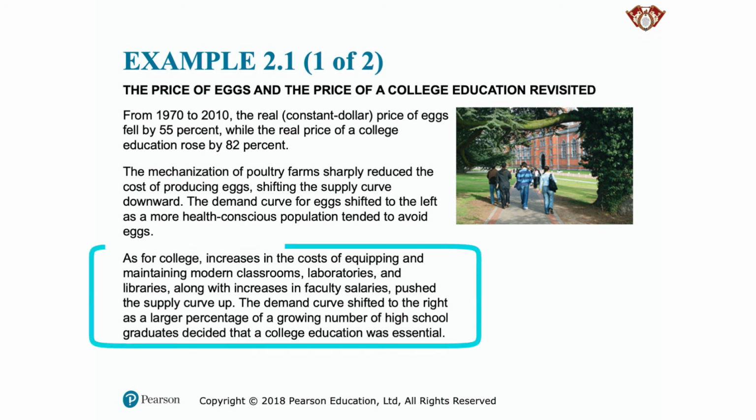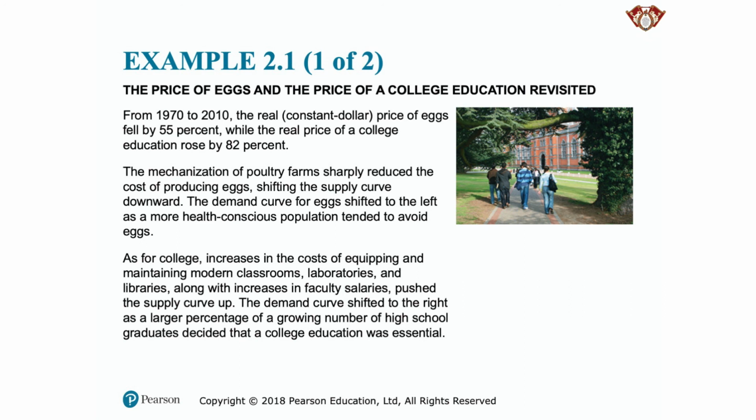As for colleges, increasing costs of equipping and maintaining modern classrooms, laboratories, and libraries, along with increasing faculty salaries, push the supply curve upward, to the left. The demand curve shifts to the right as a larger percentage of a growing number of high school graduates decide that a college education is essential. So demand for college education increased, leading to an increase in demand.